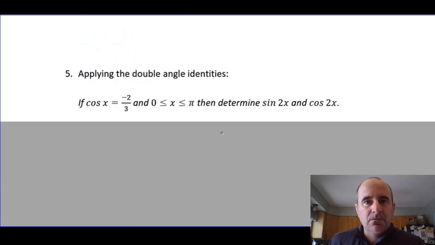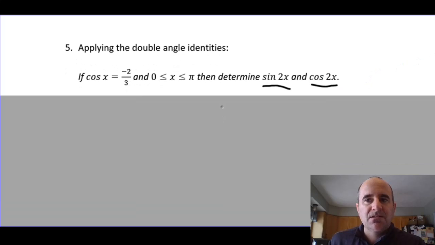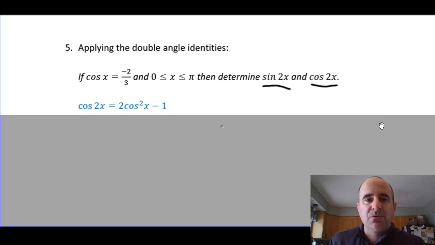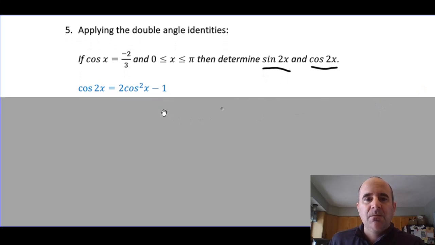For our next question, we are given the ratio for the cosine of x, that it's negative 2/3. And our job is to figure out what sine 2x and cos 2x would have to be. Well, I think the easiest thing to do to start is to realize that if we have the cosine of x, we can always calculate the cosine of 2x using the double angle identity for cosine. Remember, there are 3 of them, you can use whichever one you want. So I'm going to use this one right here. It makes sense to use this one because this is the only one that doesn't involve sine. I don't have sine right now, I just have cosine.